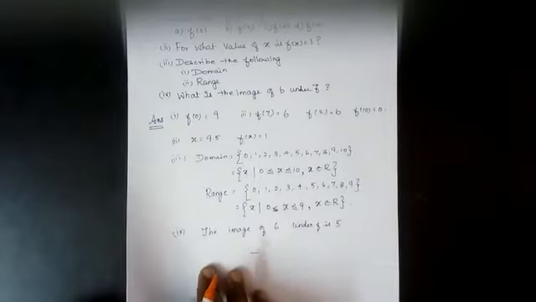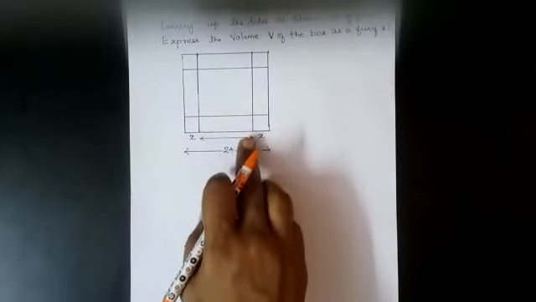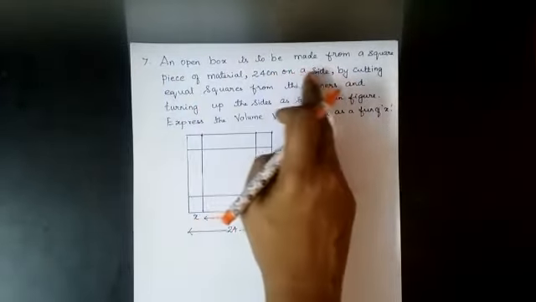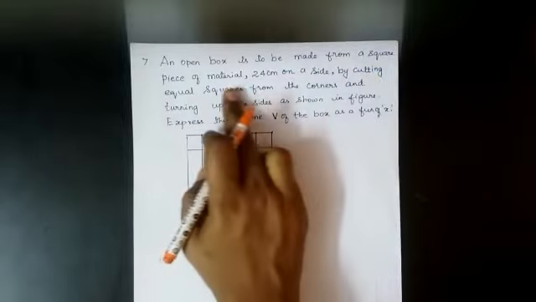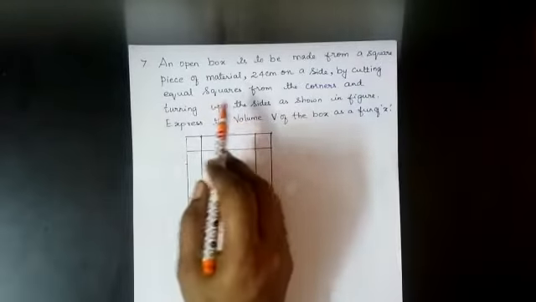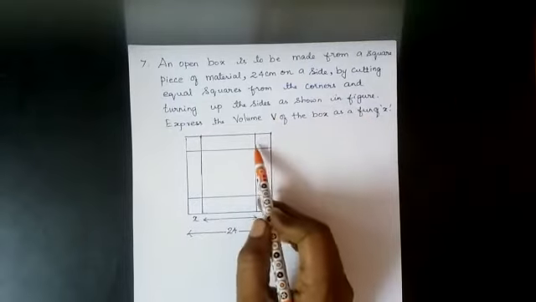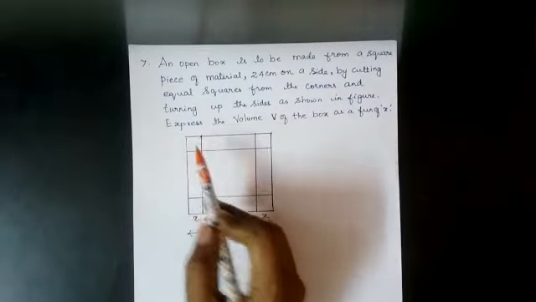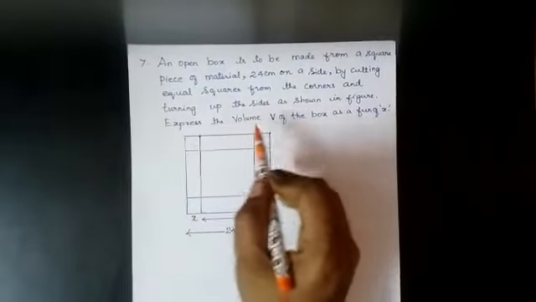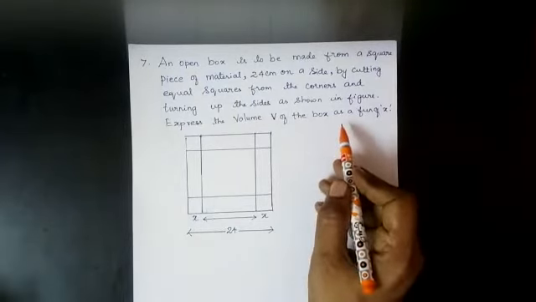The second problem for today's session is: an open box is to be made from a square piece of material 24 centimeters on a side by cutting equal squares from the corners and turning up the sides as shown in the figure. Here these squares are cut out of this bigger square to make it an open box. Express the volume V of the box as a function of x.